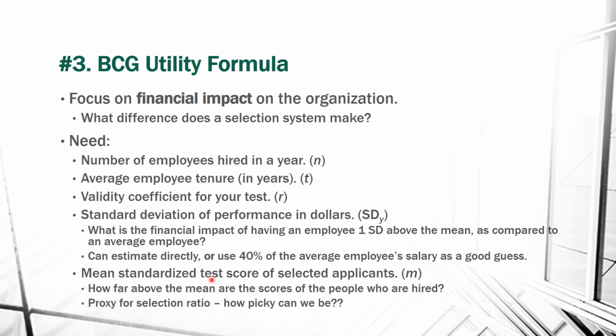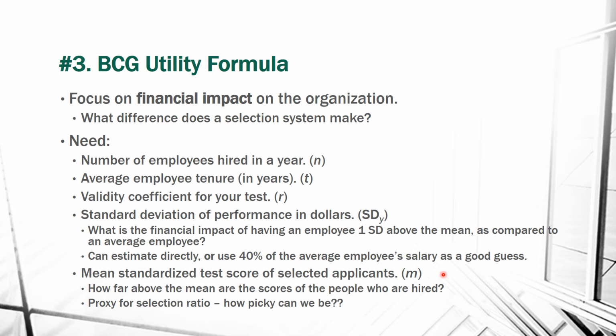And then finally, we need the mean standardized test score. That just means the z-score, not necessarily that it's a standardized test, of the applicants that we're going to hire. So what this tells us is how far above the mean are the people that we're going to end up hiring. And this is kind of a rough proxy for the selection ratio. It's a measure of how picky we get to be. If we're hiring applicants who are 1.5 standard deviations above the mean, that means we're probably getting to be pretty picky. If we're going to end up hiring applicants who are half a standard deviation below the mean, that means we're probably hiring most people and we're not being very particular.